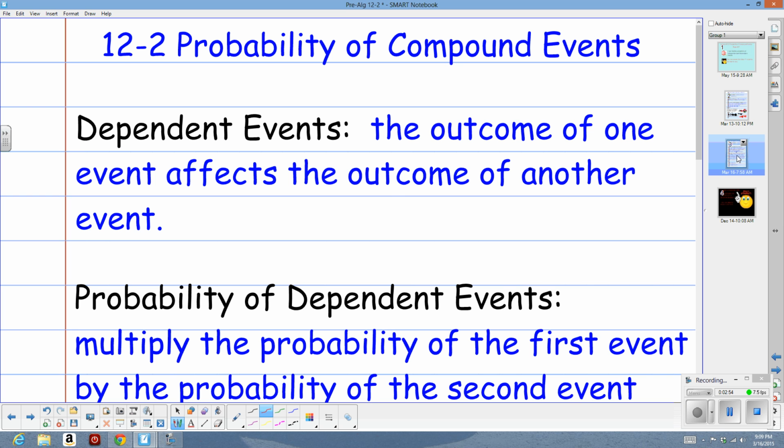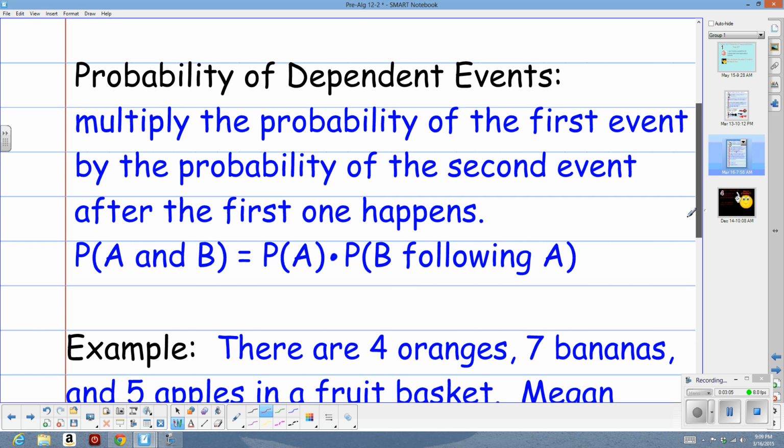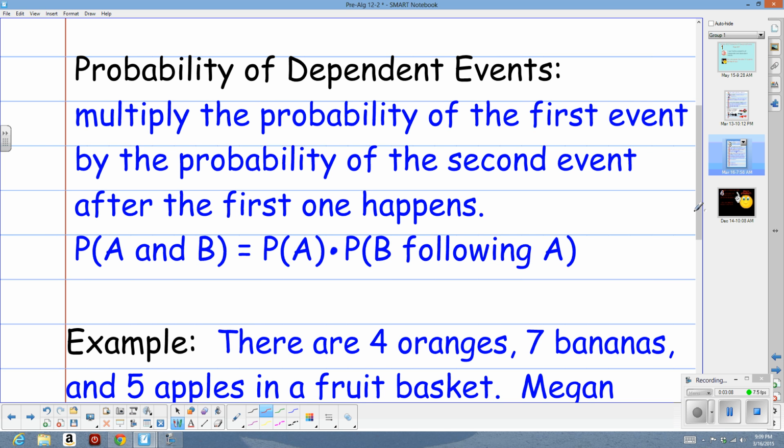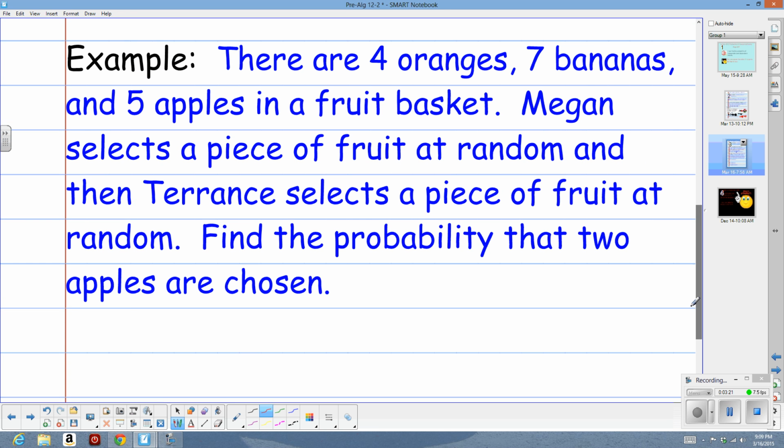Now, dependent events is where the outcome of one event affects the outcome of another event. The probability of dependent events is found by multiplying the probability of the first event by the probability of the second event after the first one already happened. So the probability of A times the probability of B after A already happened. For example, there are 4 oranges, 7 bananas, and 5 apples in a fruit basket. Megan selects a piece of fruit at random, and then Terrence selects a piece of fruit at random. Find the probability that 2 apples are chosen.